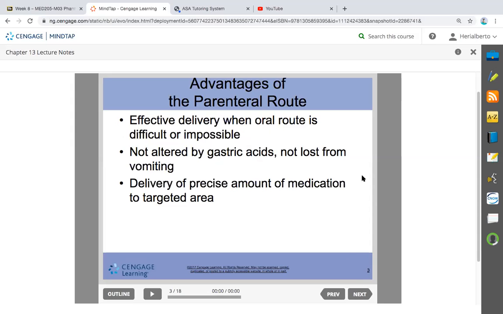Advantages of the parenteral route. In the parenteral route or the injection route, you have an effective delivery when the oral route is difficult or impossible. This type of medication is not altered by gastric acids, not lost from vomiting, and the delivery of the medication to the target area is more precise.